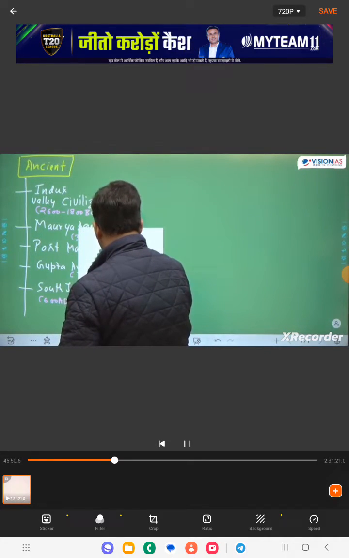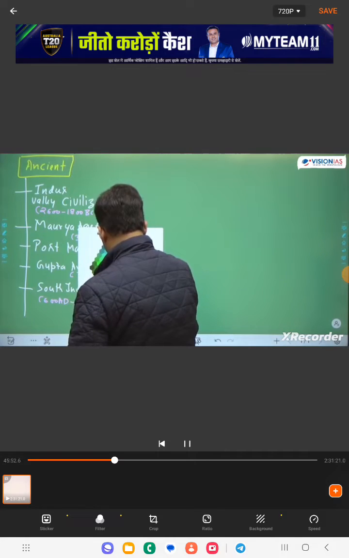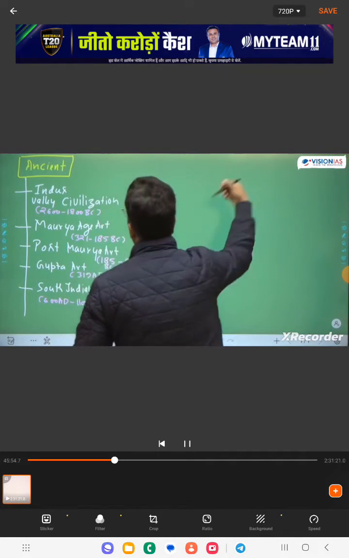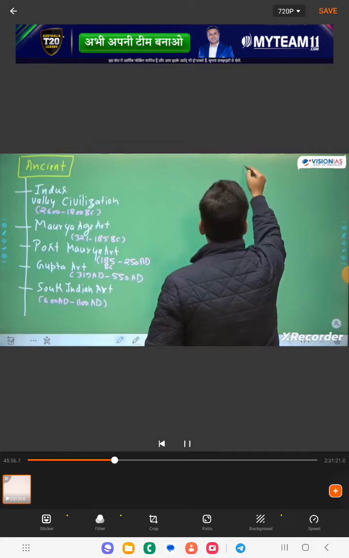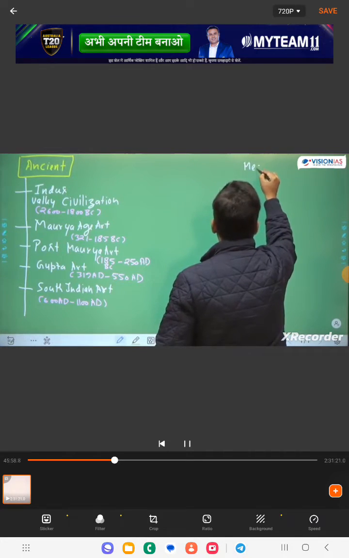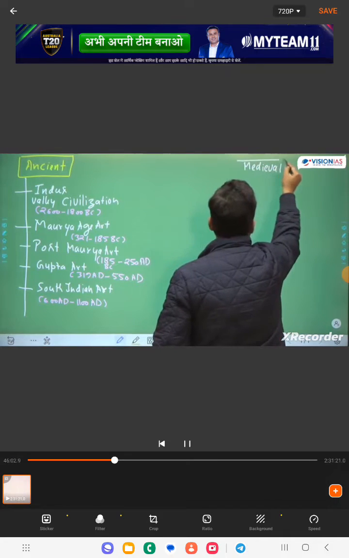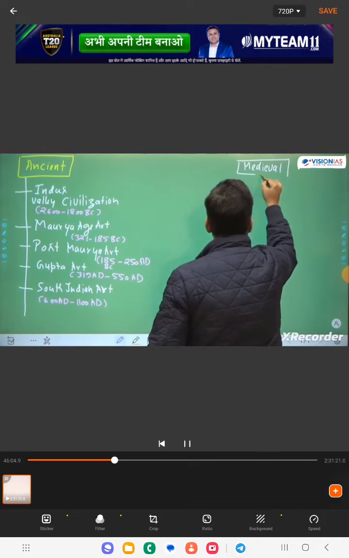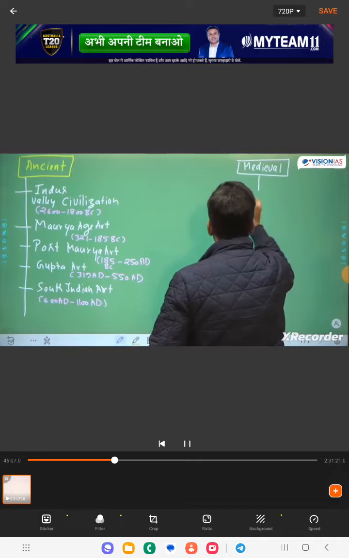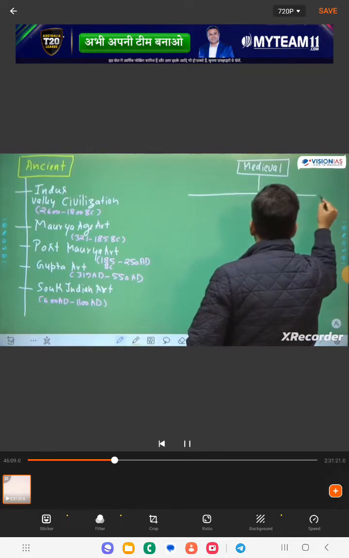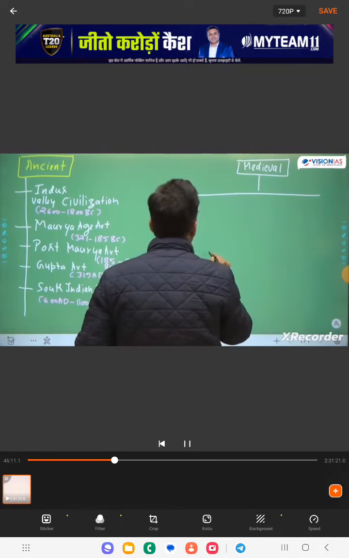So in medieval, there are two divisions. The one part would be the part of the Delhi Sultanate.